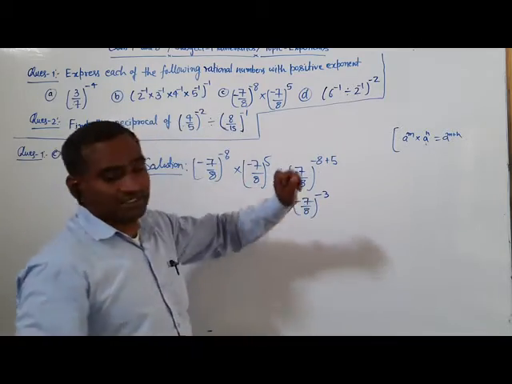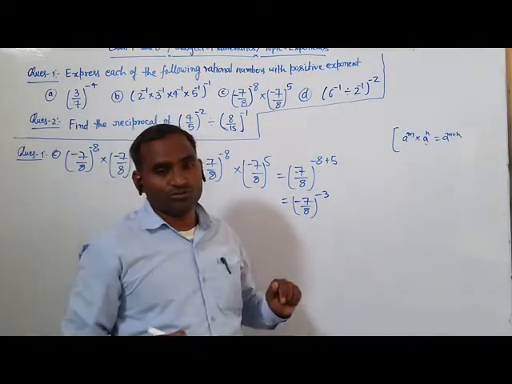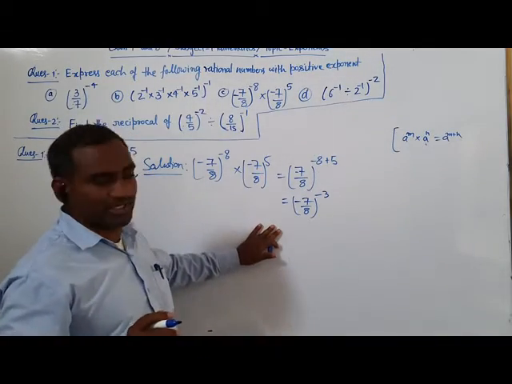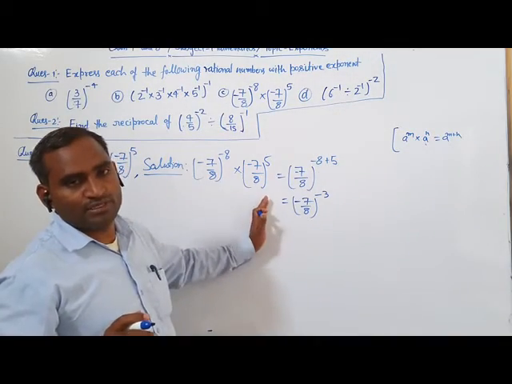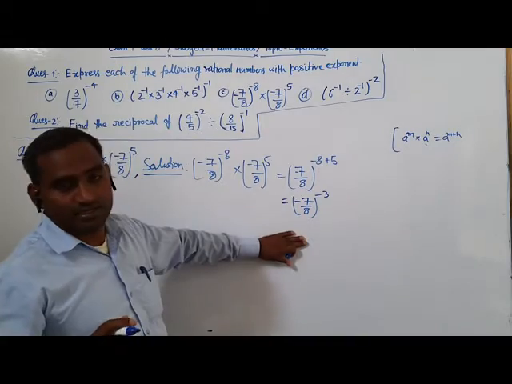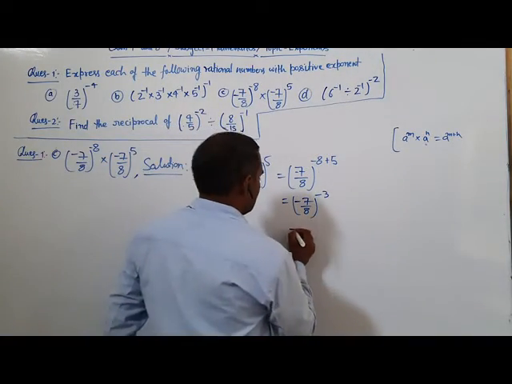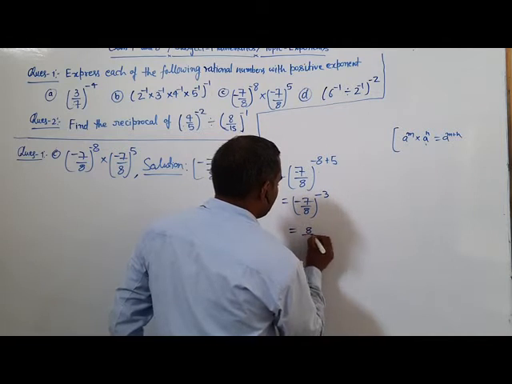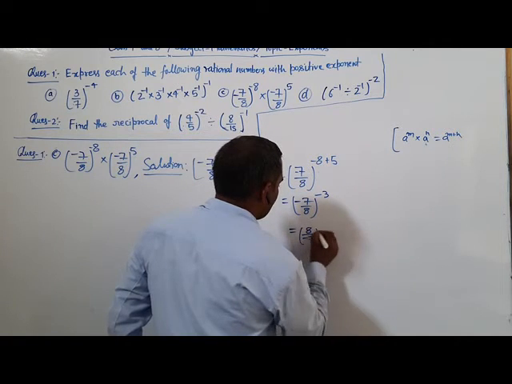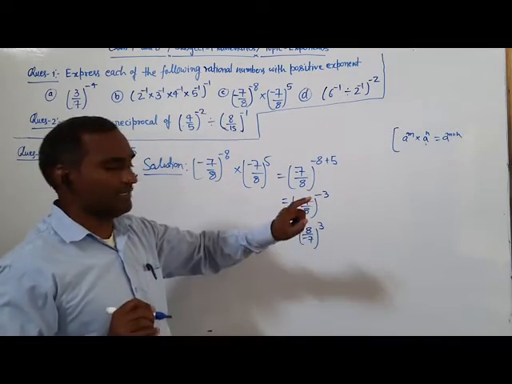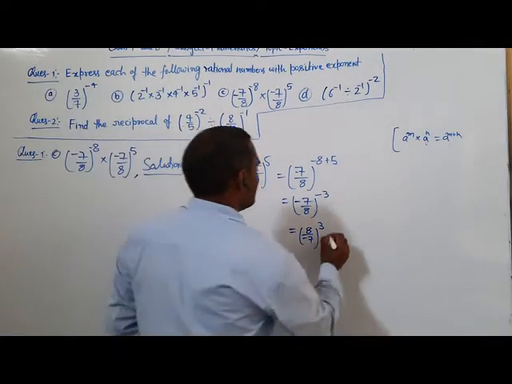Here the power is negative. So if the power is negative, then you have to change numerator into denominator, denominator into numerator, and the sign of the power is changed. Now (8/-7)^3. Here the power is positive. So this is your answer.